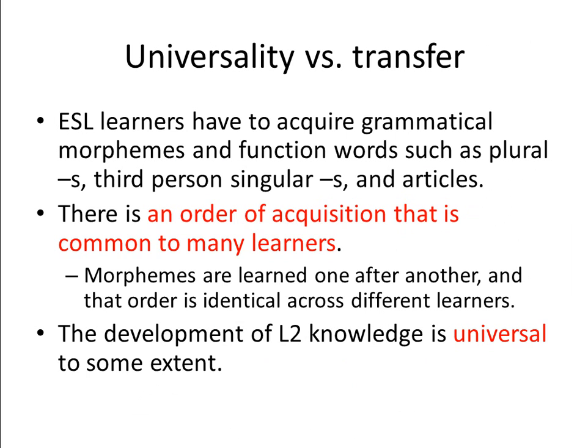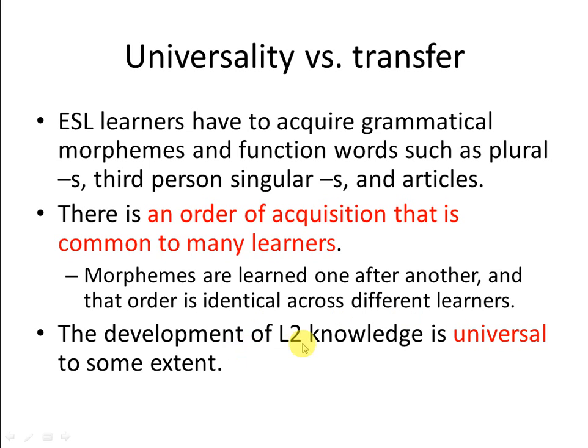And let's now turn to this issue of universality and transfer. And so in English, well, actually in many other languages too, but English has many grammatical morphemes and function words such as plural s, third person singular s, and articles. And ESL learners have to acquire these grammatical morphemes and function words. And it's been found that there is an order of acquisition that is common to many ESL learners. So these morphemes and function words are learned one after another, and that order is identical across different learners.